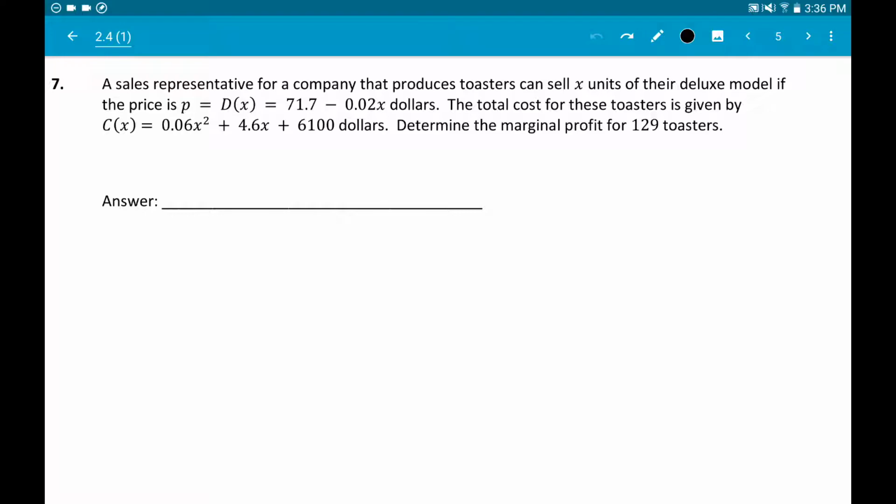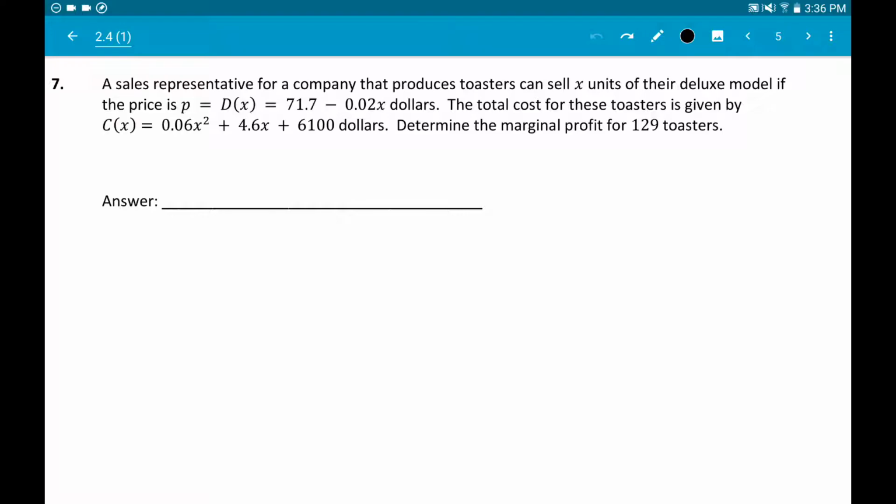A sales representative for a company that produces toasters can sell x units of their deluxe model if the price is 71.7 minus 0.02x dollars. The total cost for these toasters is given by 0.06x squared plus 4.6x plus $6,100. Determine the marginal profit for 129 toasters.